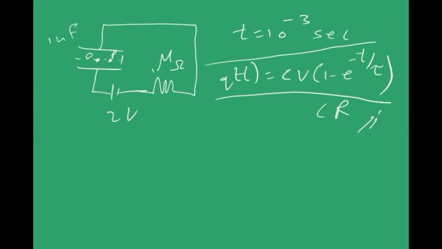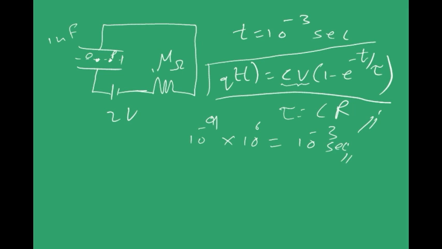If not, just accept it. This is how the charge on a capacitor plate varies. CV is the maximum charge that it can hold, and it varies like this as e power minus something. This is the time, and tau is the time constant. How to calculate it? It is CR here. C is the capacitance, 10 power minus 9 farads, and R is 10 power 6, right? So my tau is 10 power minus 3, okay? And seconds will be the units.